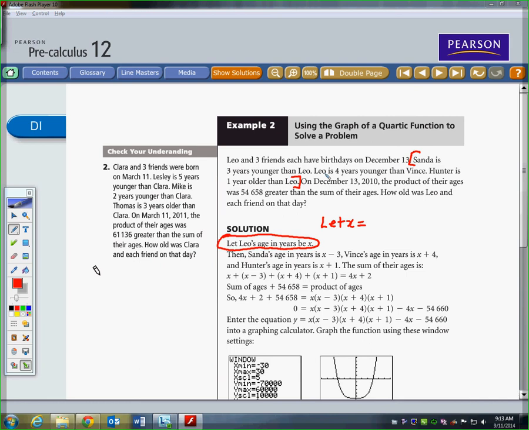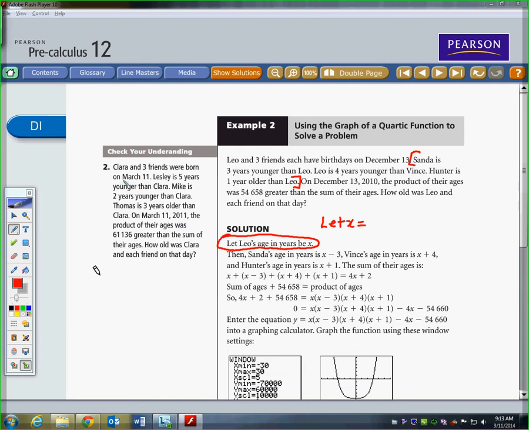Leo would be my variable because then everything else is defined in terms of Leo. On December the 13th, 2010, the product of their ages was this amount greater than the sum of their ages. How old was Leo and each friend on that day? Okay, so this December 13th, they're not trying to make things more complicated. They're trying to make things a little bit easier. They're saying they all have their birthday on the same day. So on that day, you don't have to worry about somebody not having turned their age yet and things like that. It's going to work easily. So they're actually simplifying it by making this December the 13th and this December the 13th. And I don't think they're going to be trying to do any tricks here.